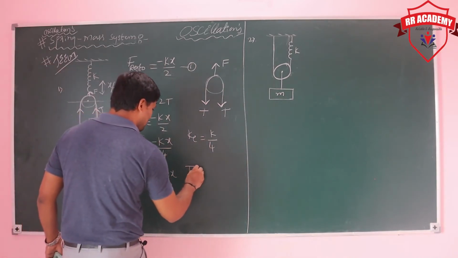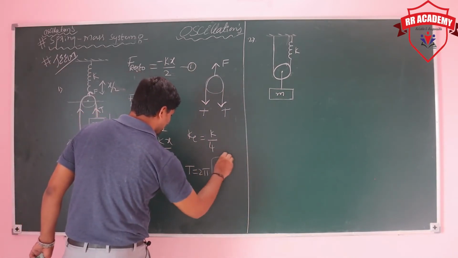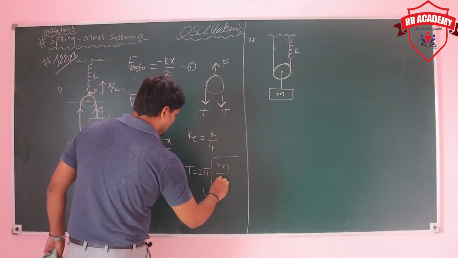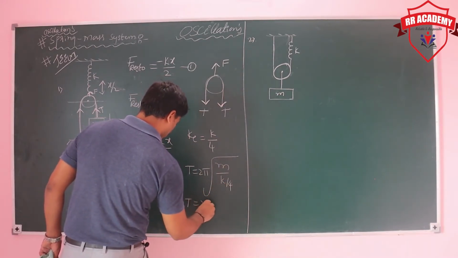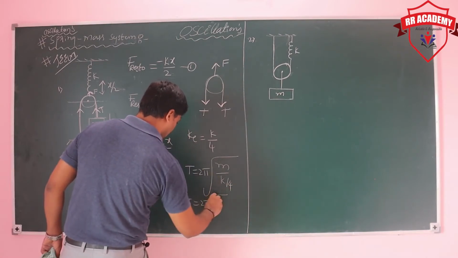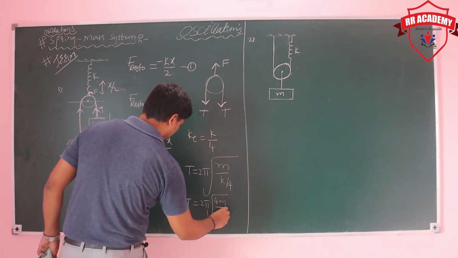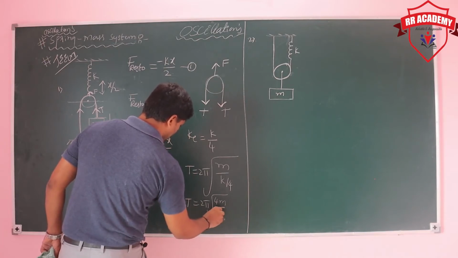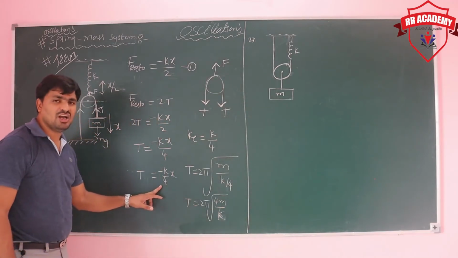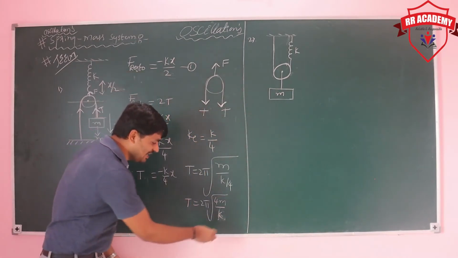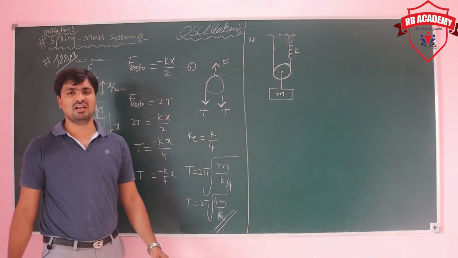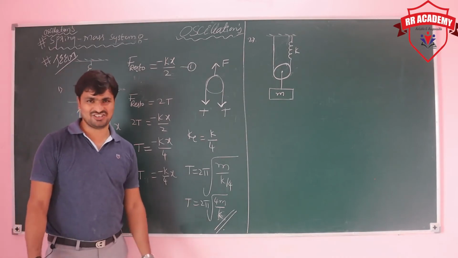Then the time period of the spring mass system is going to be 2 pi under root m by k by 4, that is 2 pi under root 4m upon k. So here this is the value of k effective, and this is the time period of the spring mass system.